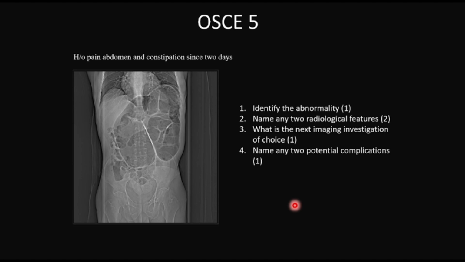So to identify the abnormality, here we have the sigmoid volvulus. That is the abnormality. And 2 radiological features are, one, there is dilated large bowel. Second, the apex of the dilated large bowel is towards the left iliac fossa. And you have to recognize that there is absent rectal bowel gas shadows that shows the obstruction might be in the sigmoid colon.